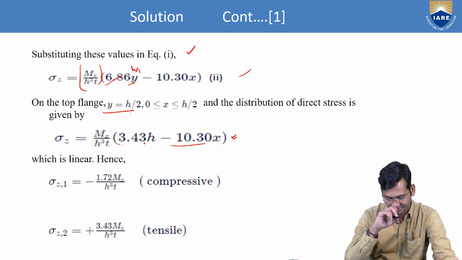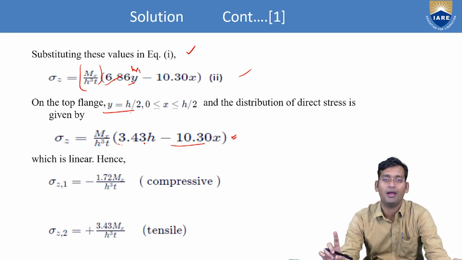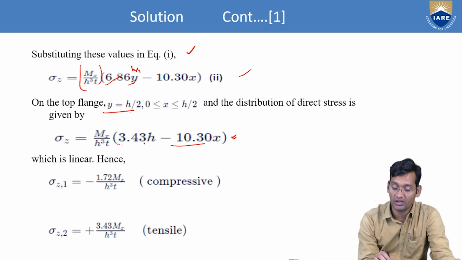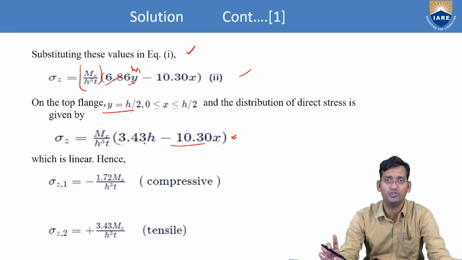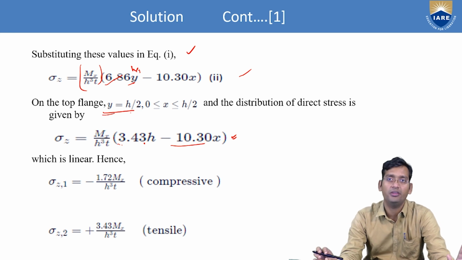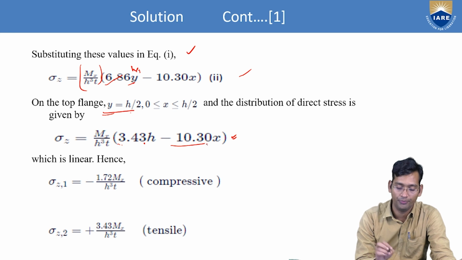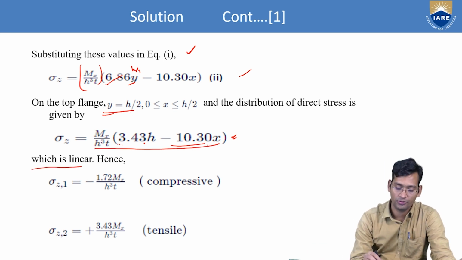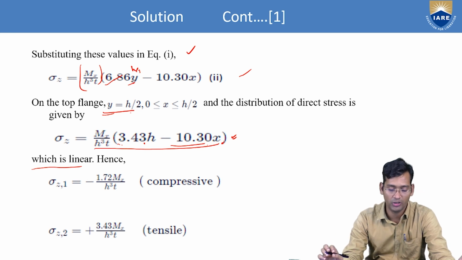So this is for the top flange. What is the condition? y equals h by 2, where x should be greater than or equal to 0 and less than or equal to h by 2. Then only this y is equal to h by 2. And the distribution of direct stress is what here? Which is linear. Just see, this is a linear equation, right? So this is a linear equation.